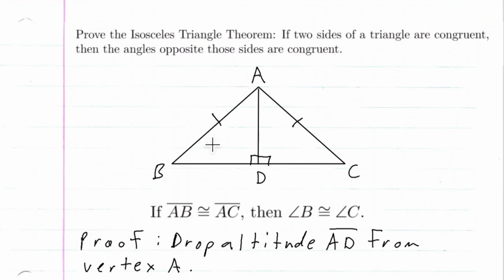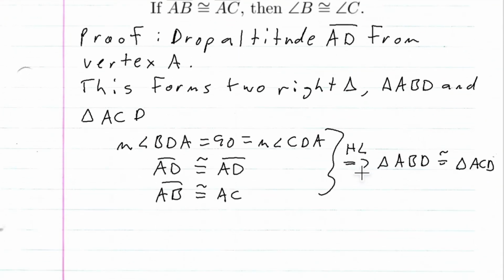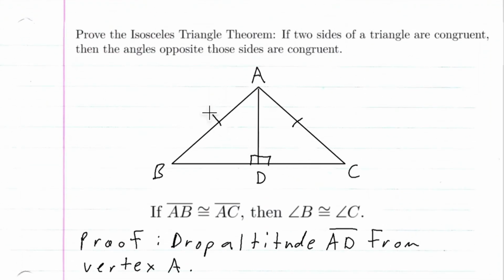We know that this triangle here is congruent to this triangle here. And if these two triangles are congruent, we know the corresponding angles are congruent. And of course, we know angle B corresponds with angle C. So this implies that angle B is congruent to angle C, which is what we set out to do. We proved that if we have two sides that are congruent, then the opposite angles to those sides are also congruent.